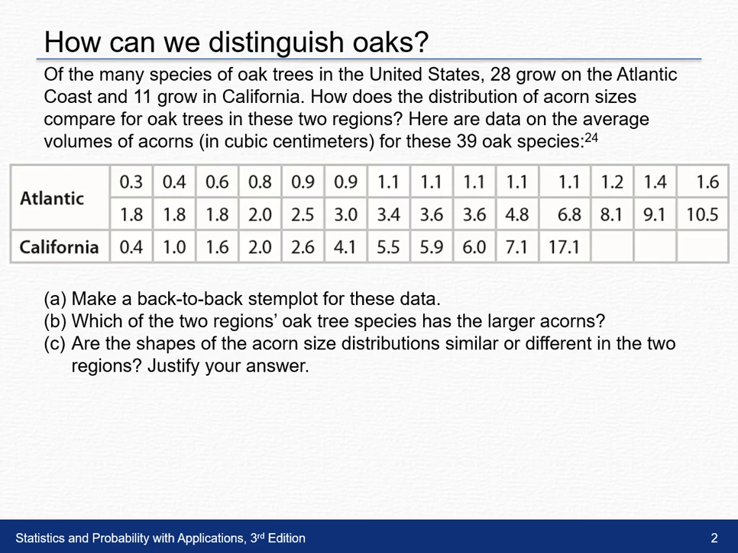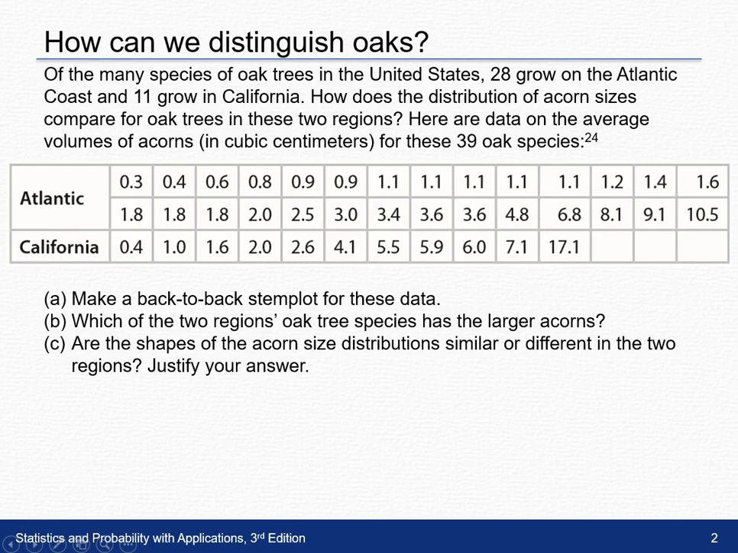The problem says, of the many species of oak trees in the United States, 28 grow on the Atlantic coast and 11 grow in California. How does the distribution of acorn sizes compare for oak trees in these two regions? Here are the data on the average volumes of acorns in cubic centimeters for the 39 oak species. You can see listed separately are the 28 Atlantic and then the 11 California.